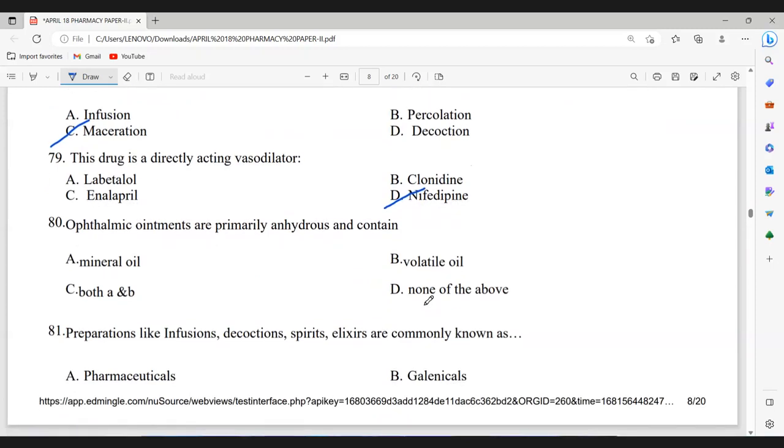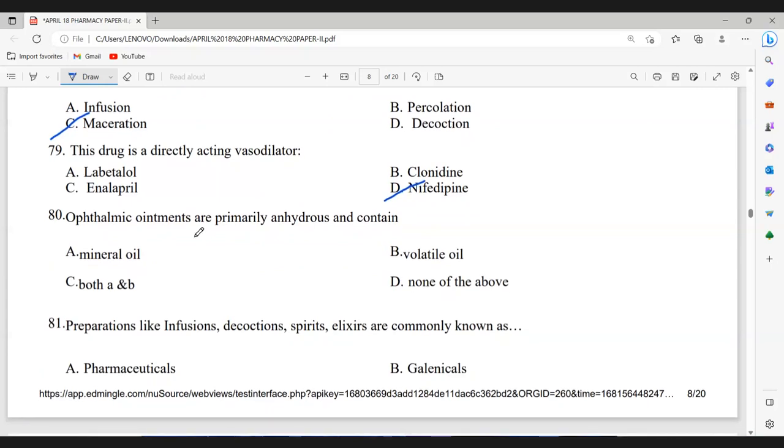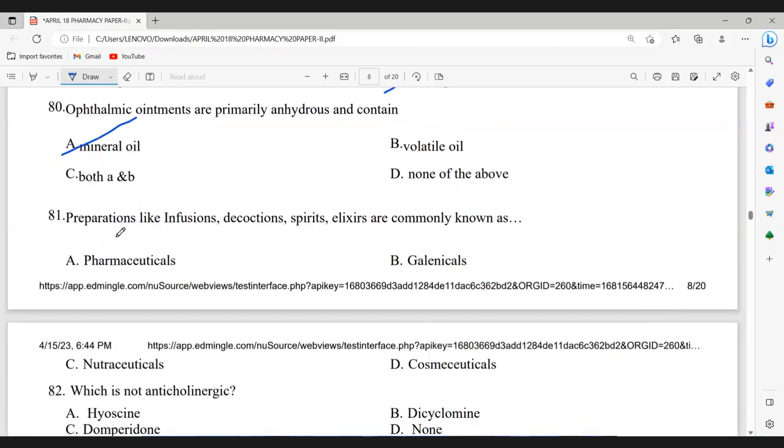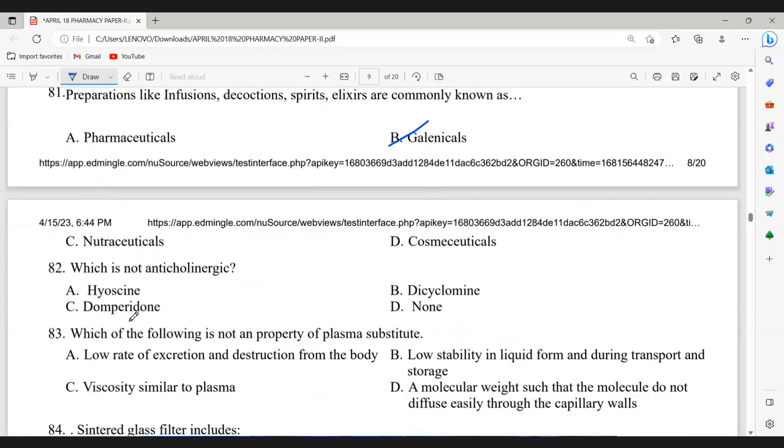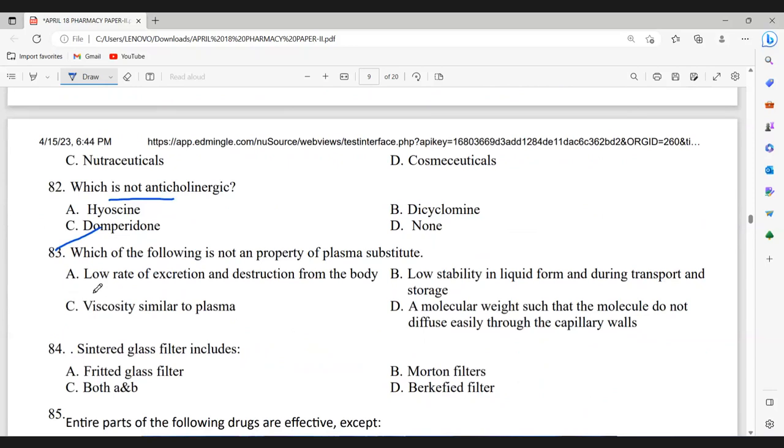Then question number 80. Ophthalmic ointments are primarily anhydrous and contain mineral oils. Then 81. Preparations like infusion, decoction, spirits, elixirs are commonly known as galenicals. Then 82. Which is not an anticholinergic? Domperidone is not an anticholinergic, it is an anti-emetic.